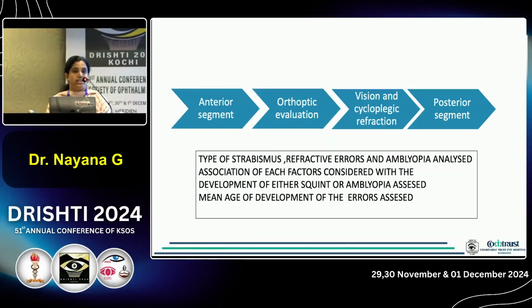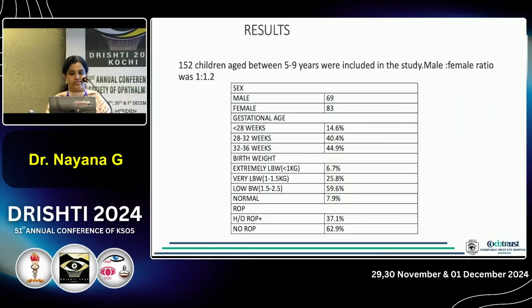A detailed anterior segment evaluation was done, followed by an orthoptic evaluation, vision and cycloplegic refraction, and a posterior segment evaluation in all those cases. The type of strabismus, refractive errors, and amblyopia was analyzed. The association of each of those factors with the development of squint and amblyopia was assessed with the chi-square test, and the mean age of development of squint was also assessed.